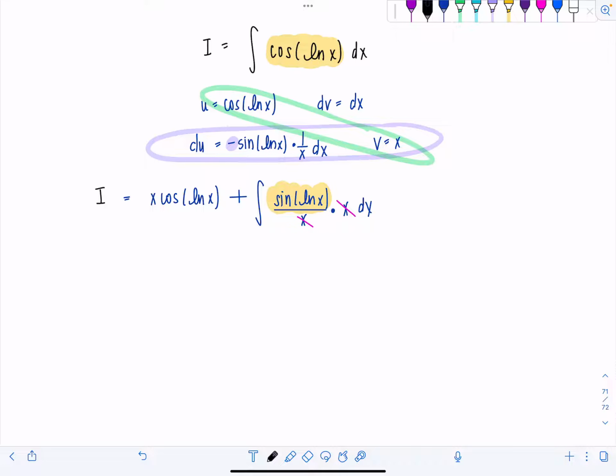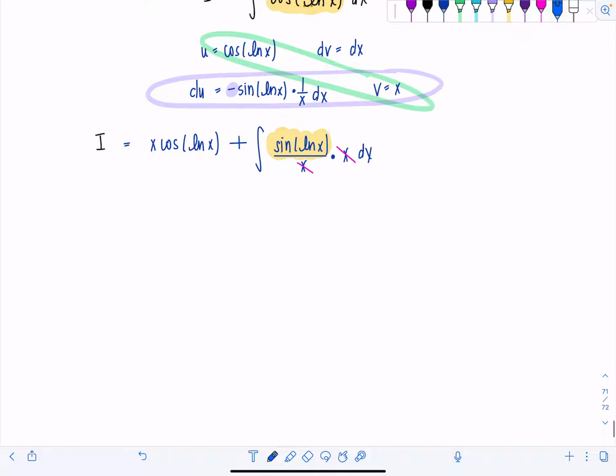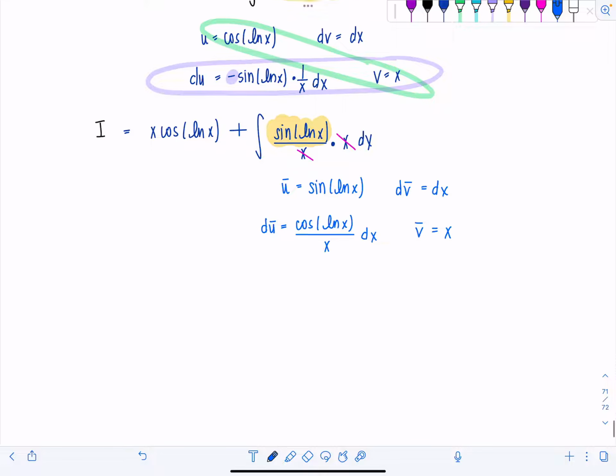And now I'm going to repeat the process and do integration by parts once more. Choose u and dv in much the same way, but call them something else. We already used up those variables. So u bar is sine of natural log of x. dv bar will be dx. And then du bar, so take the derivative of sine of natural log of x. It's going to be cosine of ln of x times 1 over x, so divided by x dx. And then v bar will be just x.